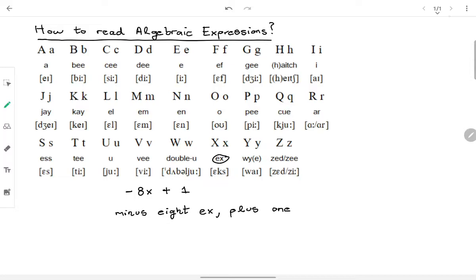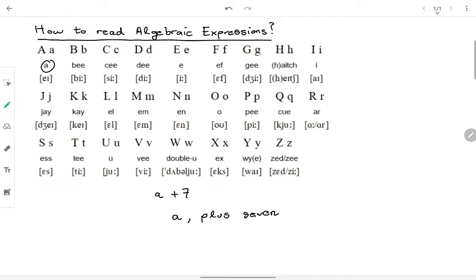Let's see some other one. In this case, it's very simple also. A has a coefficient 1. Remember, we don't need to say coefficient 1, so it will be only A, comma, plus 7. And that will be it. That will be also a very simple example.